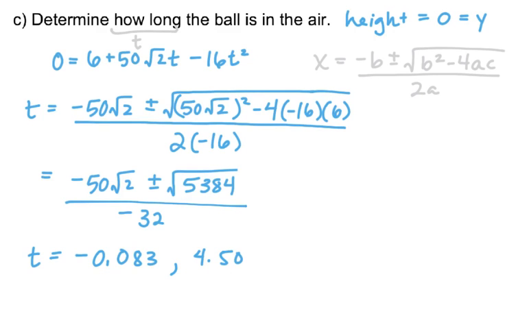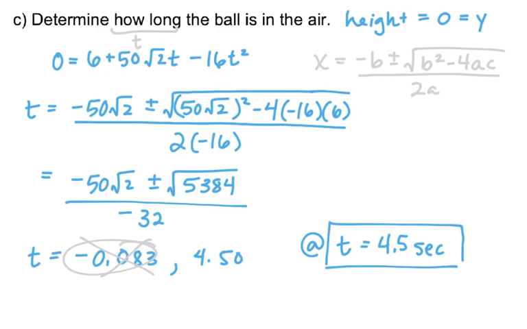Now, can we have negative time? Not unless you are Marty and Doc. So in this situation, we determine that the ball hits the ground at t equals 4.5, and that unit of measurement on time in this case is seconds. So the answer is the ball hits the ground at 4.5 seconds because it has a height. My y value is equal to 0.